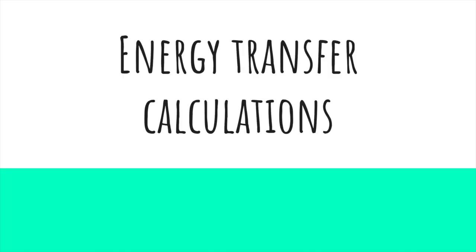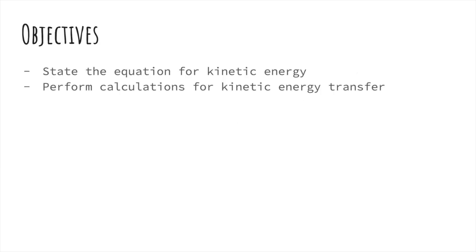So we are looking at kinetic energy today and energy transfer calculations. They go together because it very much follows on from gravitational potential energy, as I mentioned earlier. So the lesson's kind of in two parts. First, we'll start by stating the equation for kinetic energy and doing some calculations, and then we'll look at this energy transfer and how kinetic energy and gravitational potential energy link together.